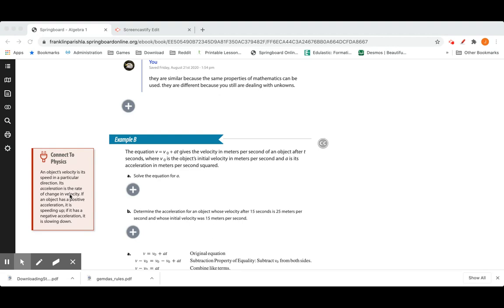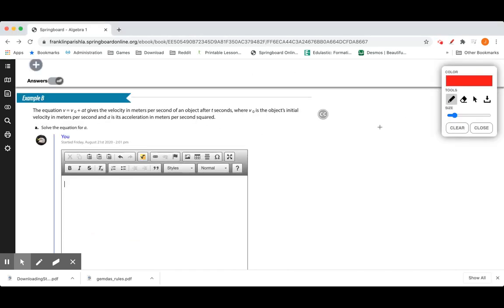So the equation V, its velocity, is equal to V0, which is basically its beginning velocity, where it started, plus AT, acceleration times time, t. This gives the velocity in meters per second of an object after t seconds, where v sub o is the object's initial velocity in meters per second, and a is its acceleration in meters per second squared. Let's solve the equation for a.